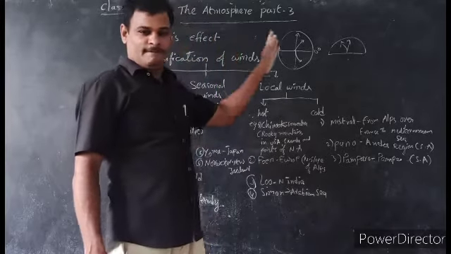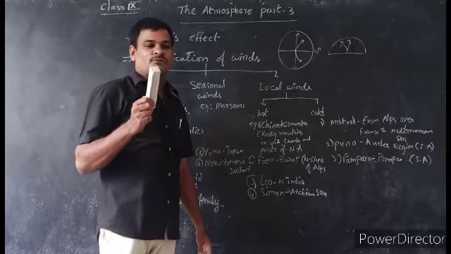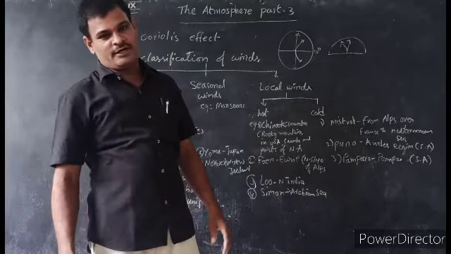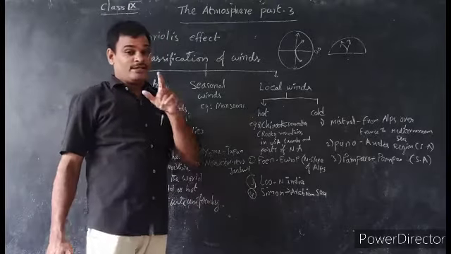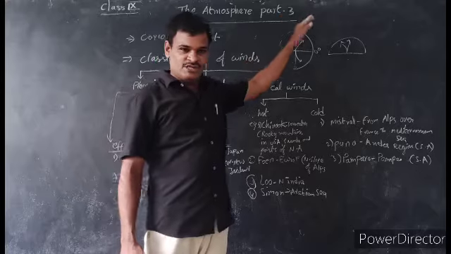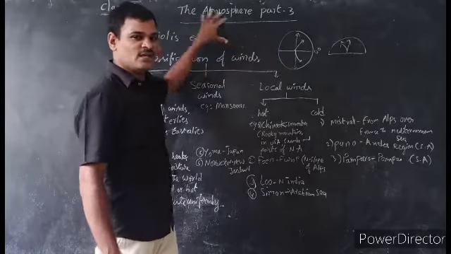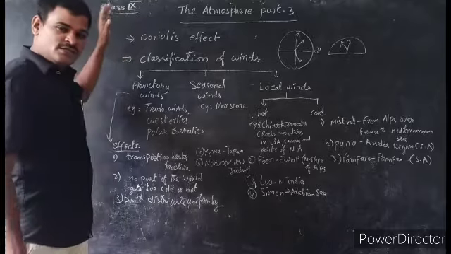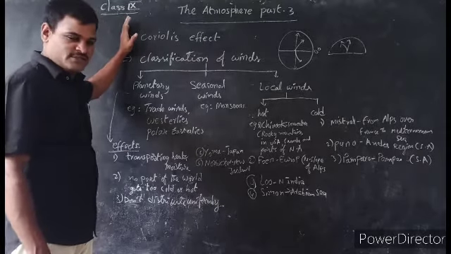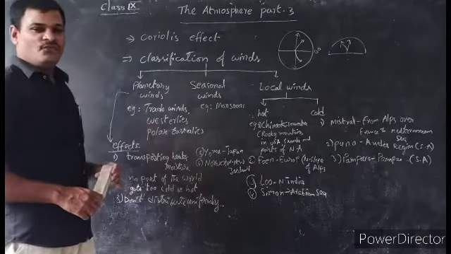Why is the wind moving like this? Because of a force generated due to the Earth's rotation. The winds move towards the right in the northern hemisphere and towards the left in the southern hemisphere. This is called the Coriolis effect. Okay, understand? That's one. Next, classification of winds.